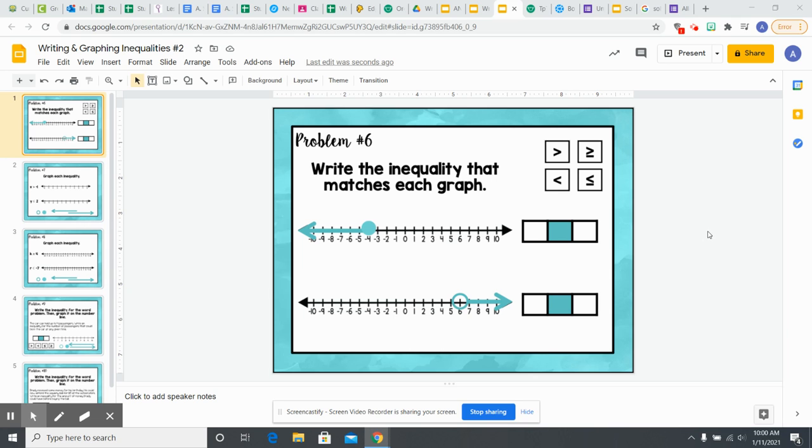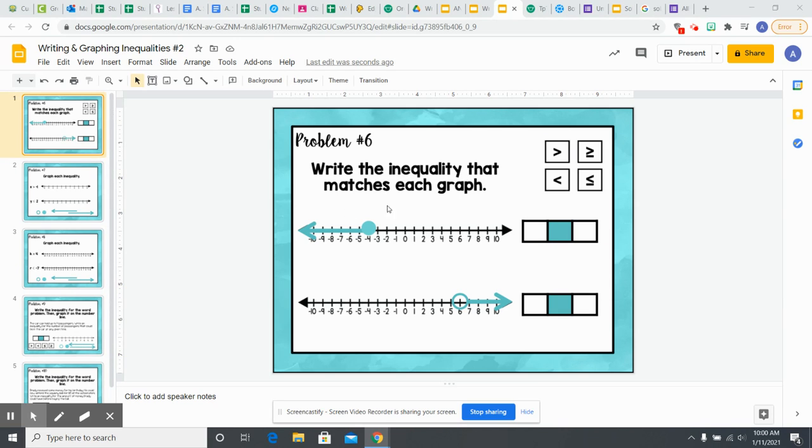Hey guys, so we're going to go ahead and do the second part of our lesson, what we were doing yesterday. So we're going to finish the rest of the slides that we did not do yesterday. I assigned you the slides that did problems 1 through 5. Today's slides I assign you are problems 6 through 10. So let's go ahead and get started.